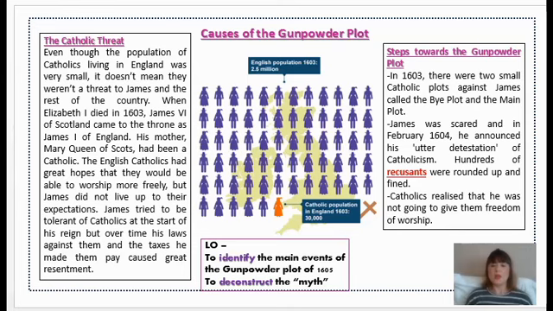When Elizabeth I died in 1603, James came to the throne as James I of England. His mother, Mary Queen of Scots, had been a Catholic. The English Catholics had great hopes that they would be able to worship more freely, but James did not live up to their expectations. James tried to be tolerant of Catholics at the start of his reign, but over time his laws against them and the taxes he made them pay caused great resentment. And this was one of the reasons, I think, that the plotters, if there were plotters, chose to rise up against the government.